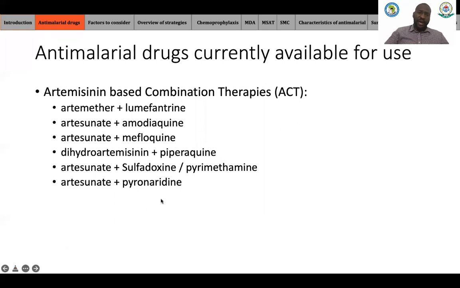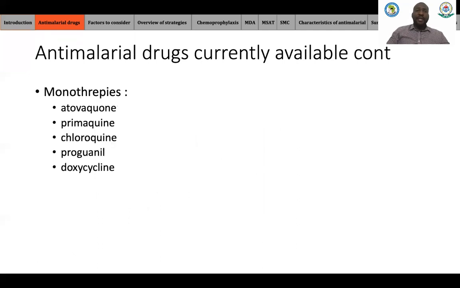The artesunate-pyronaridine is a new drug. It is not yet policy for use, but these other ones are approved. Other drugs which are available as monotherapies include atovaquone, primaquine, chloroquine, proguanil, and doxycycline. And these can be used in different settings, but not necessarily treatment of clinical malaria, as you will see in the next few slides.